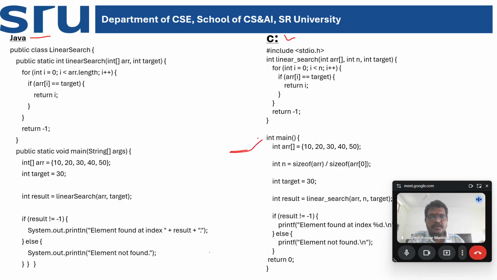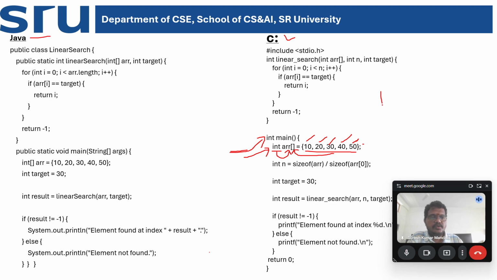In any programming language, the program starts from the main method. Within the main method, in the starting line, I am declaring an integer array with some values: 10, 20, 30, 40, 50. Five values will be initialized, and the values will be stored within the array.